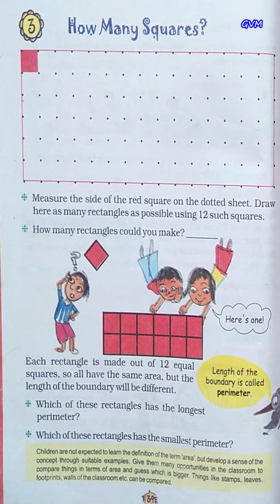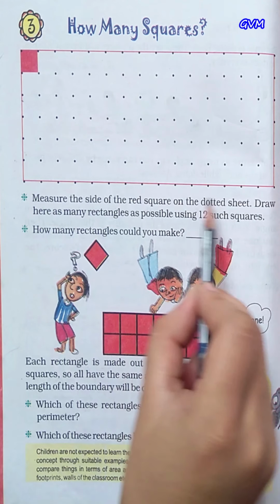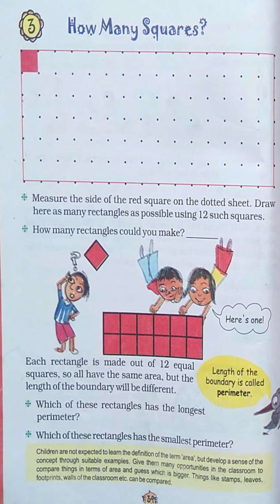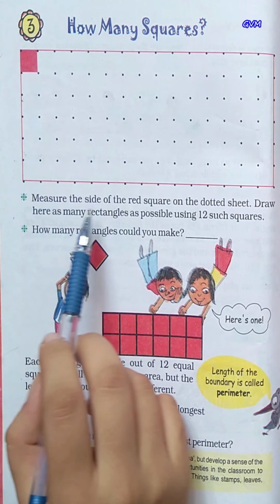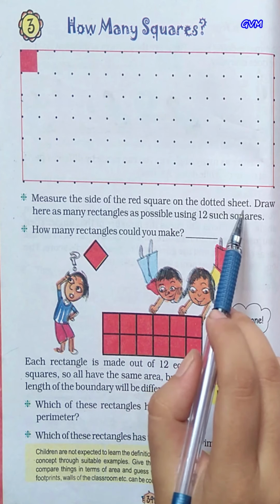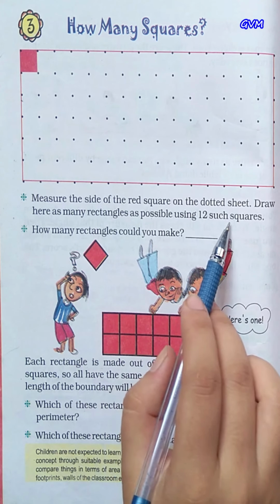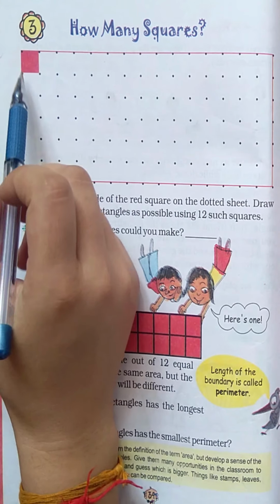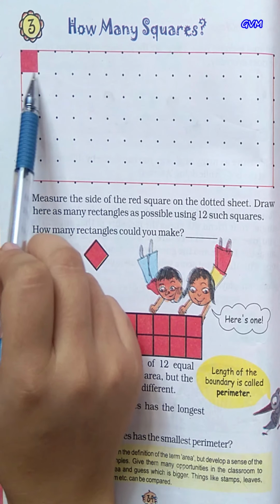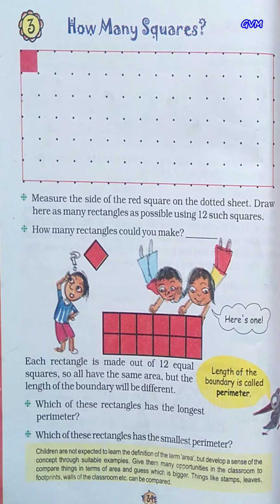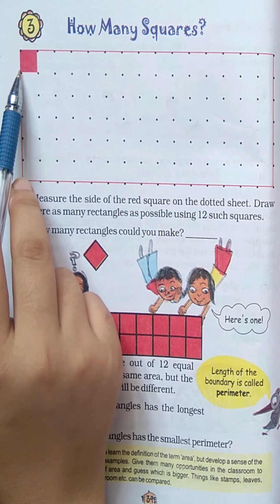Okay, so let's start. So we have been given a box in here. This is a box, that is, a rectangle shaped box. In this box we have some dots, and it says: measure the side of the red squares on the dotted sheet. Draw here as many rectangles as possible using 12 such squares. So it is said that you have to measure this red square that you can see here between 4 dots and form a rectangle. In the same way, using 12 squares we have to form a rectangle.